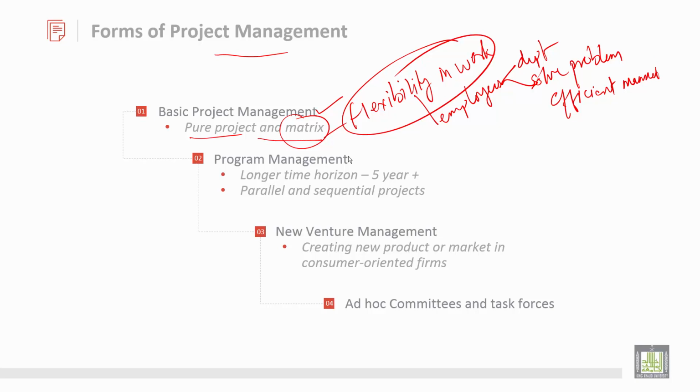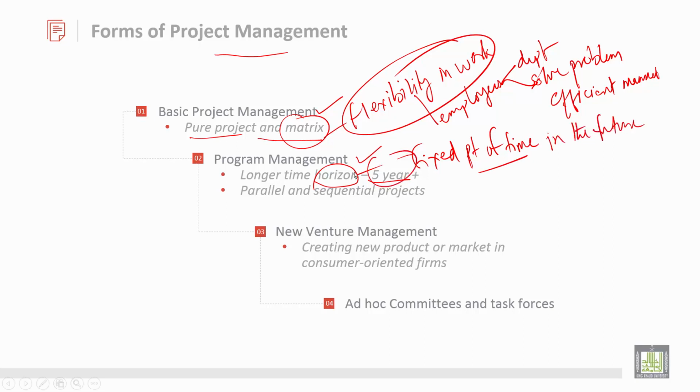The next one is program management, where you have a longer time horizon. So what is this horizon? Here he has given 5 years. So it is a fixed point of time in the future. Here he talks about 5 years, and to solve the problems in a very efficient manner. So it has both parallel and sequential.